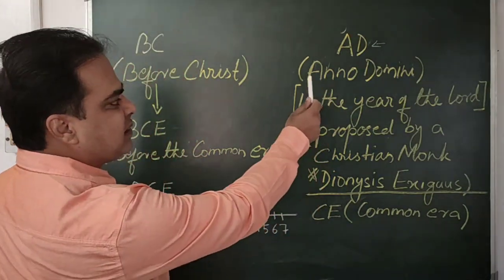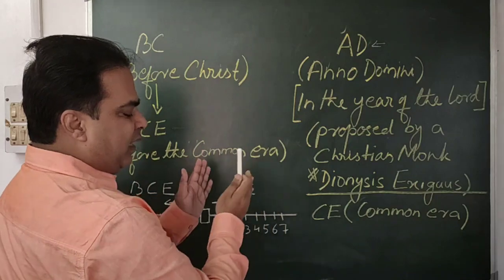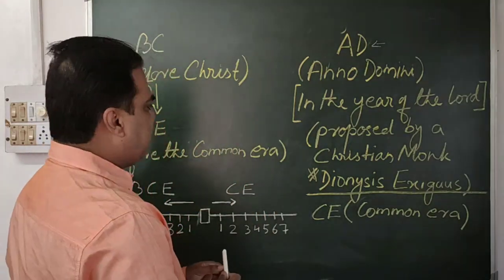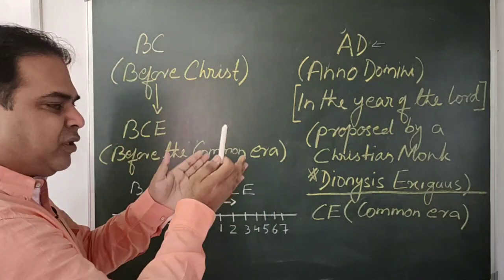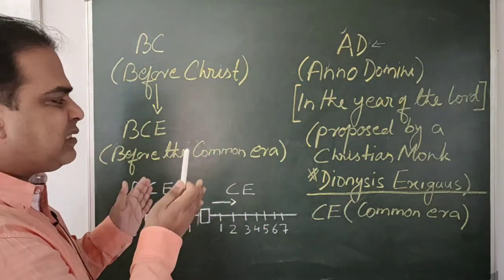Okay, so AD means Anno Domini. That means after the birth of Christ. And BC means before Christ. Before the birth of Christ, the years were counted as BC.